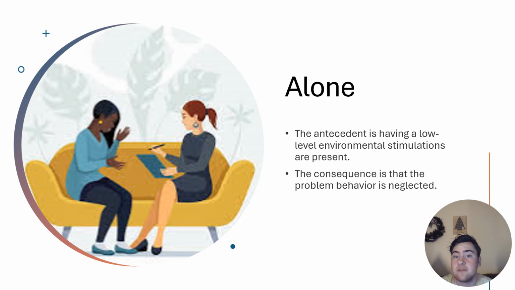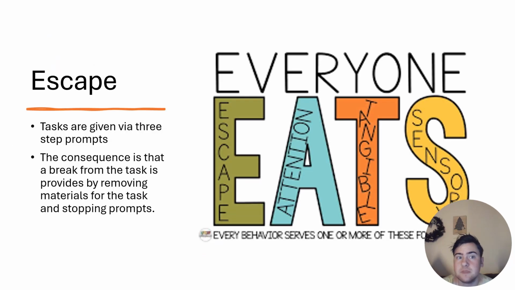The next one is alone. The antecedent is having a low level of environmental stimulation that's present. This could be a therapist going to therapy. The consequence of this is that the problem behavior is neglected. Again, we're not fully looking at the problem behavior when we are using alone functional analysis.